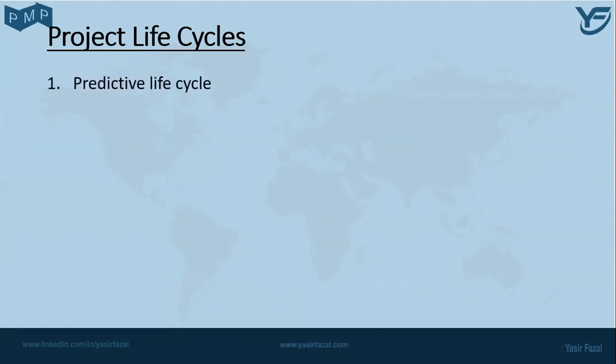So first one is predictive life cycle. In a predictive life cycle, the project scope, time, and cost are determined in early phases of the life cycle. Any changes to the scope are carefully managed. Predictive life cycles may also be referred to as waterfall life cycles.